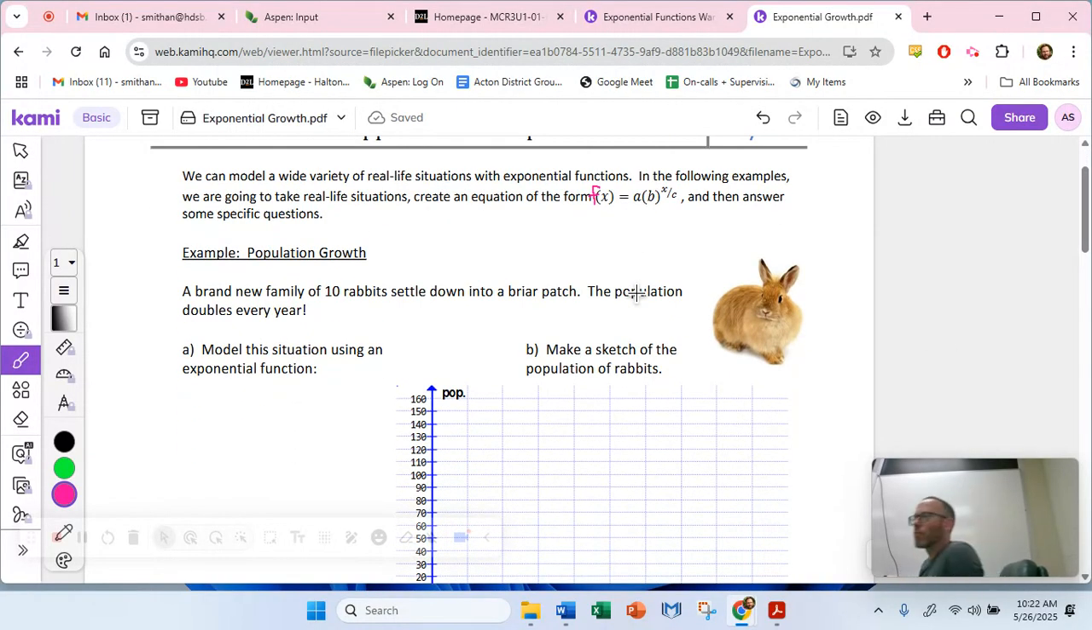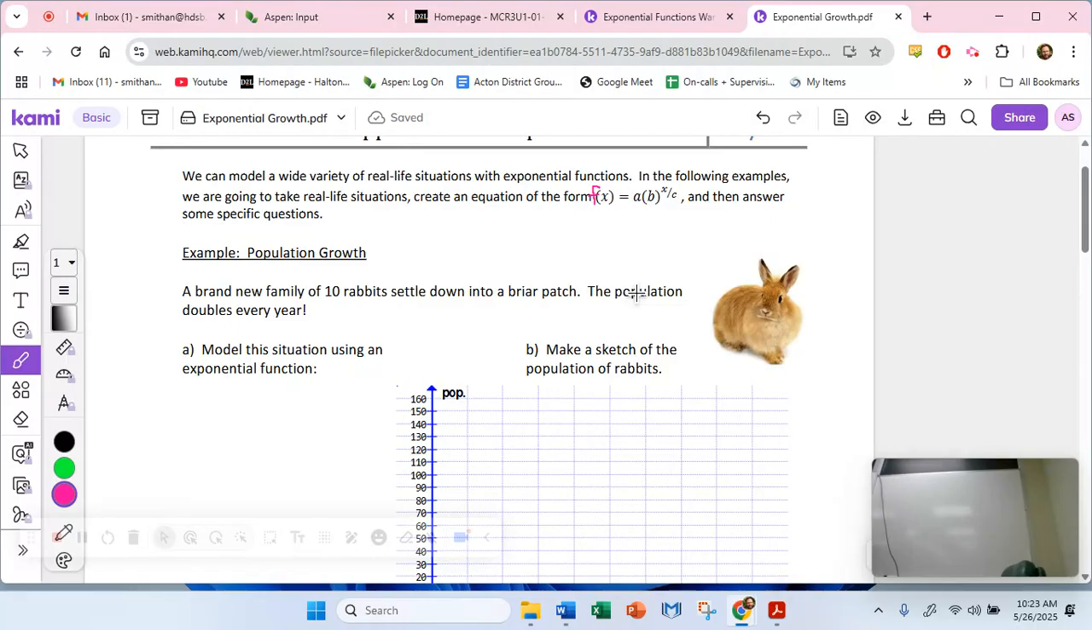For sure. All right. So we're going to take a real life scenario. We're going to create maybe a graph or two, but create an equation that models that scenario. And then I'm going to talk to you guys about the stuff we can do with the equation, at least at this grade level. So here's our first example. Population growth is a classic application of exponential growth. So we're going to focus on a brand new family of 10 rabbits. They settle down in a new briar patch, and the population doubles every year.